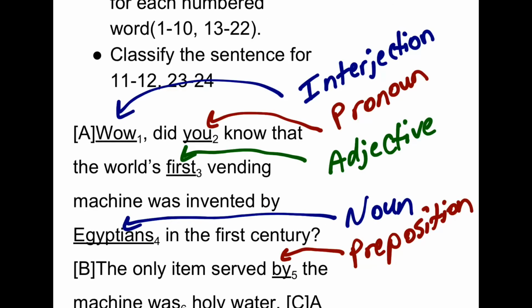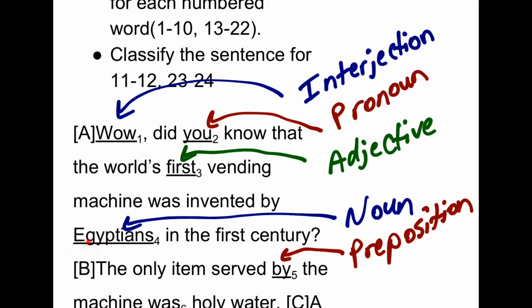Wow, did you know the world's first vending machine was invented by Egyptians in the 1st century? Wow is an interjection. It shows emotion. You would replace a noun, in this case, the person you're talking to. First is describing this vending machine, and vending machine is a noun, so it's an adjective.